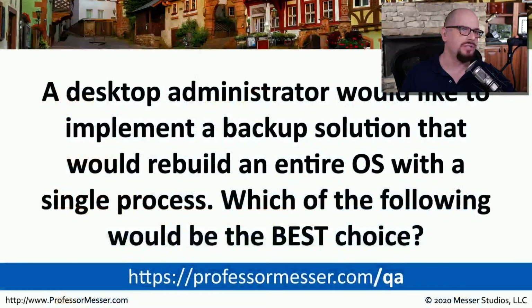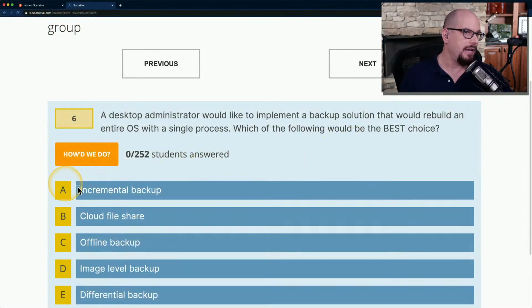This question asks, a desktop administrator would like to implement a backup solution that would rebuild an entire OS with a single process. Which of the following would be the best choice? Would it be an incremental backup, a cloud file share, an offline backup, an image level backup, or a differential backup?